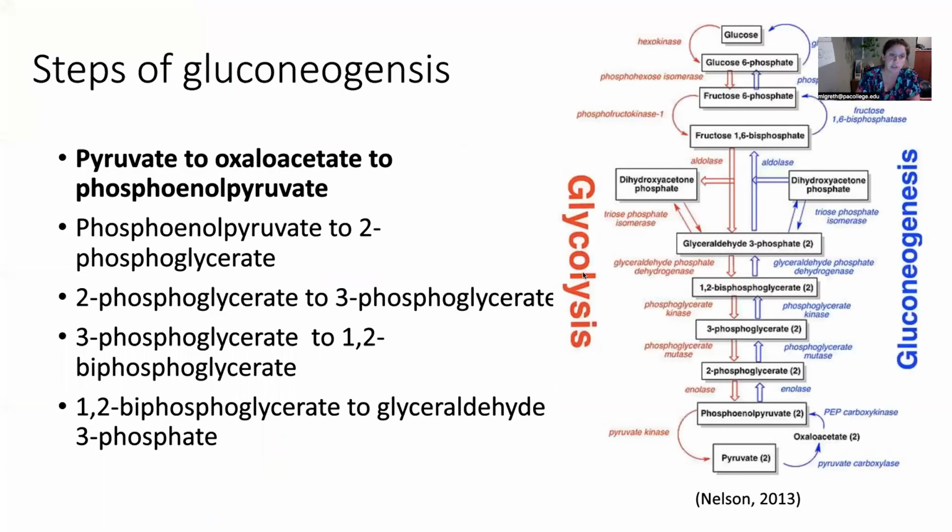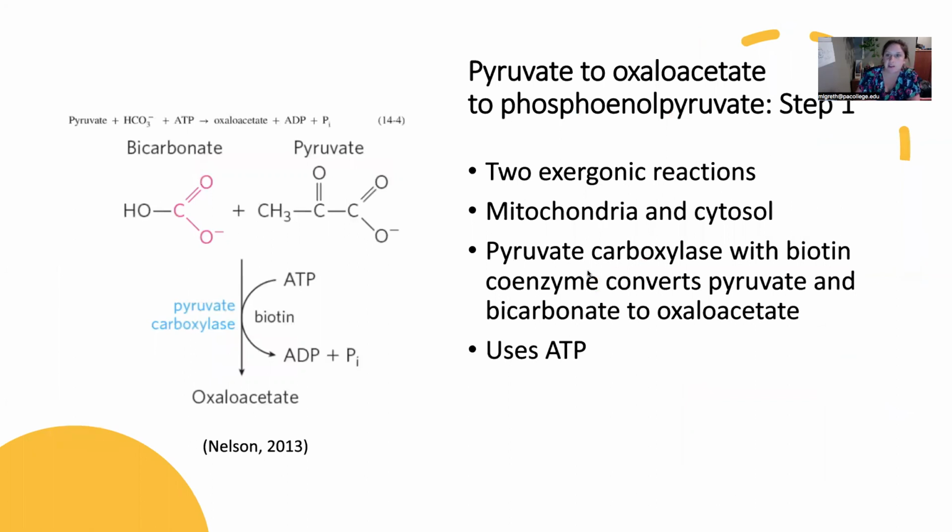So the steps of gluconeogenesis. The first step we have is pyruvate to oxaloacetate, which then goes to phosphoenolpyruvate. This is our first bypass step. So it's 2 exergonic reactions that are happening. These reactions are taking place in both the mitochondria and the cytosol. The pyruvate is either transported into the mitochondria from the cytosol or is generated from alanine within the mitochondria.